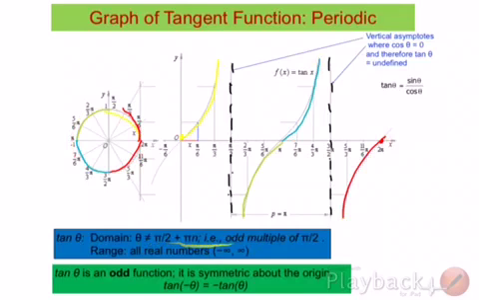And the domain is any value of theta except when your cos is going to give you a 0. So therefore, the odd multiples of pi over 2. And it's an odd function, so it's symmetrical about the origin, and tan negative theta is equal to negative tan theta.